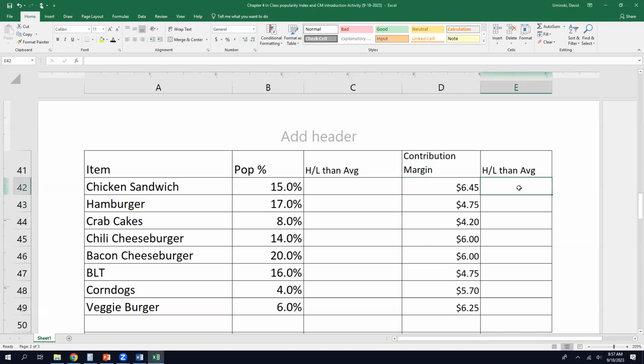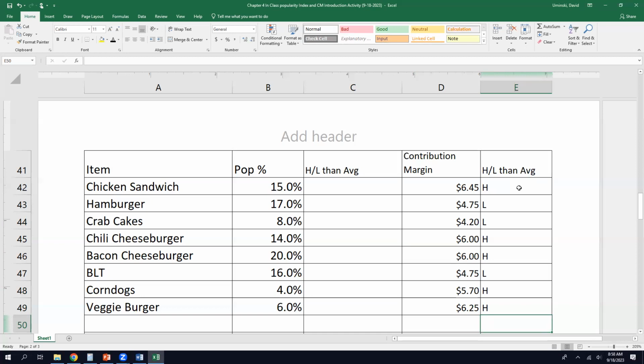So tell me, is 645 higher or lower than 551? Higher. What about 475? What about 420? $6? We know 6 is higher. 475 is lower. 570 is just a little higher, and 625 is higher. So you'll notice I just put H's and L's. I don't have to write out the whole word, just H, L, H, L. I'm comparing my contribution margin. Is it higher or lower than the average contribution margin?